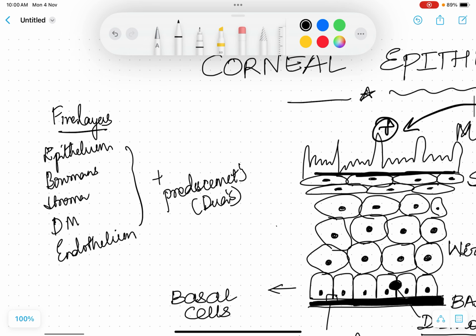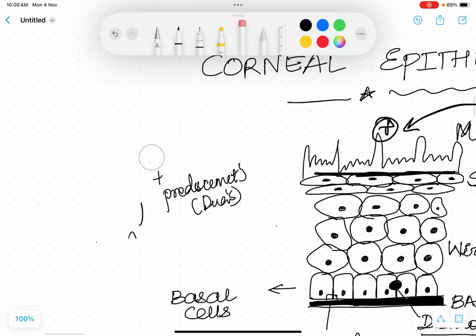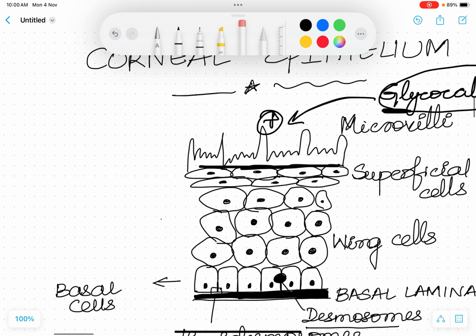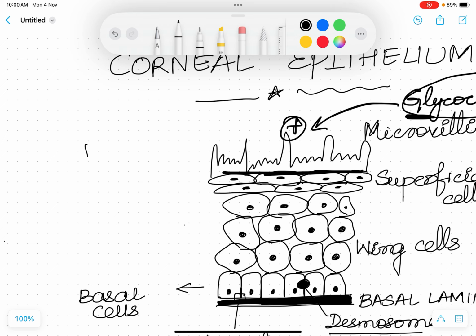So first let's talk about the corneal epithelium. The corneal epithelium contributes to 10% of the total corneal thickness. It itself is made up of 3 important layers. One is the basal cell layer. These are columnar cells basically, which are sitting on a basal lamina. These basal cells have a very high mitotic activity, which we should remember, because they are continuously being replaced.